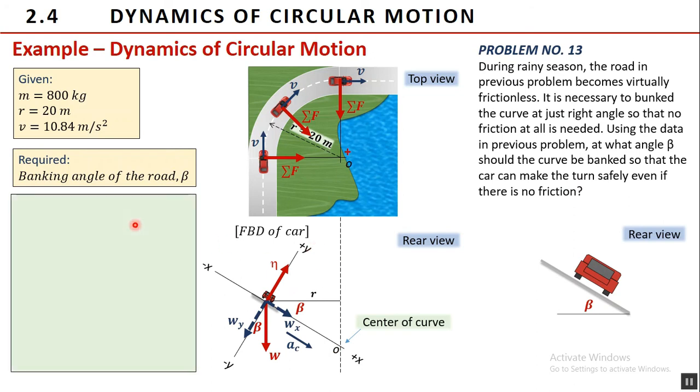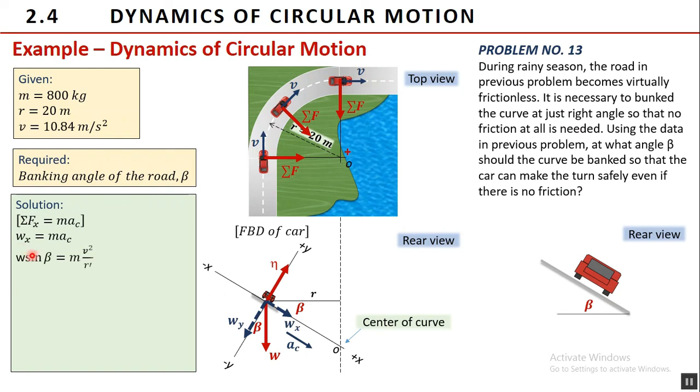Since the acceleration is towards the center, or along the positive x-axis, we can use Newton's second law. The summation of forces along the x-axis is equal to mass times the centripetal acceleration. And from the free body diagram, there is only one force acting along the x-axis, that is w sub x. In fact, this x component of the weight serves as the centripetal force acting on the car. So in the absence of friction, w sub x compels the car to move along the curved road. So w sub x is equal to mass times centripetal acceleration.